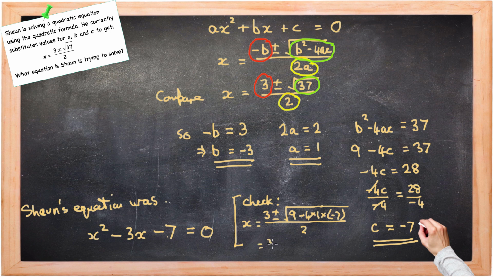So that gives us 3 plus or minus the square root of 9, and there's 2 negatives there, that's plus, and 4 sevens are 28 over 2. And 9 plus 28 does give us 37. So we're getting 3 plus or minus the square root of 37 over 2, and that's as it should be. So I think we've discovered Sean's equation.